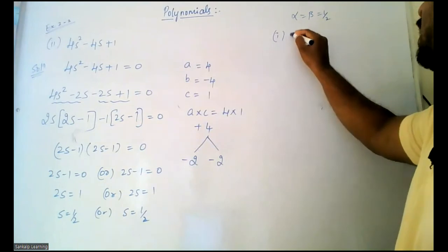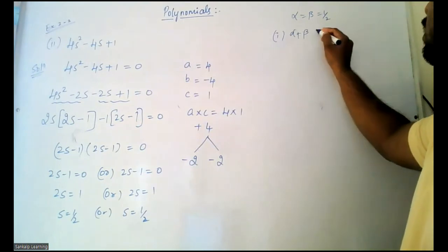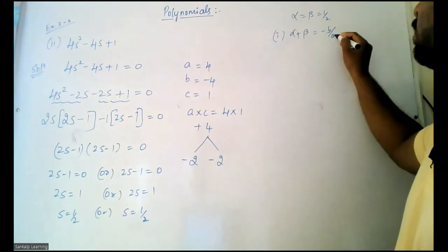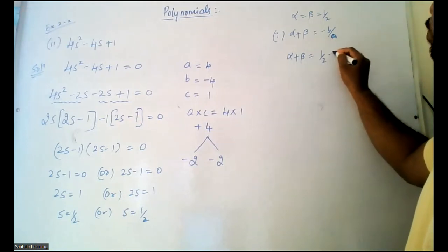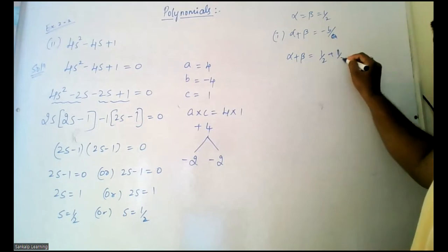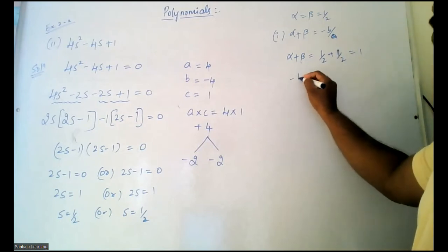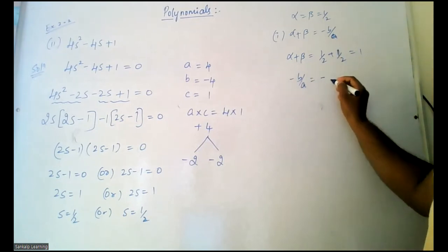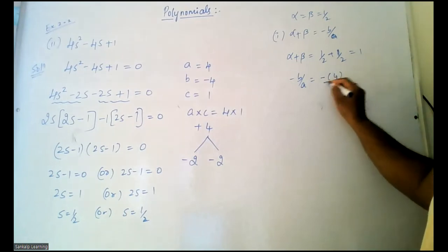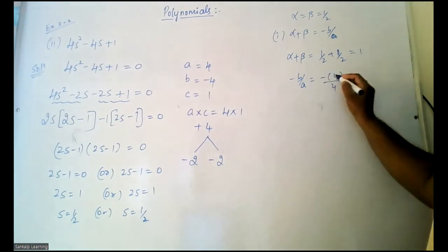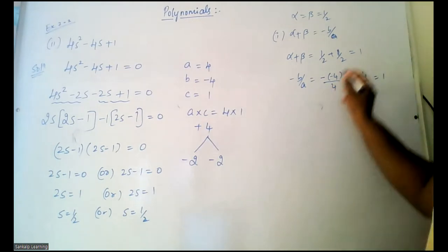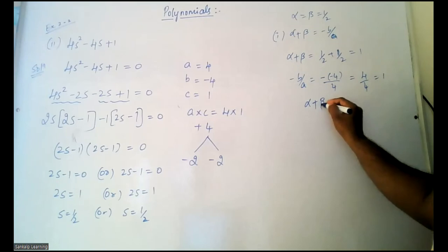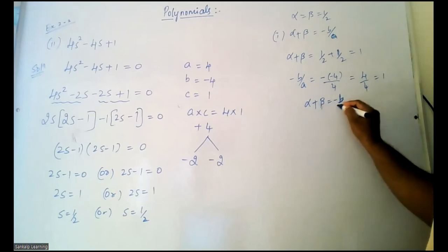First, let's verify the relationship alpha plus beta, whether it is equal to minus b by a or not. So what is alpha plus beta? 1 by 2 plus 1 by 2, which comes out to be 1. What is minus b by a? Minus b is 4, a is 1. Okay, this is minus of minus. So it becomes 4 by 4, which is 1. Both are same answers. Therefore, alpha plus beta should be equal to minus b by a.